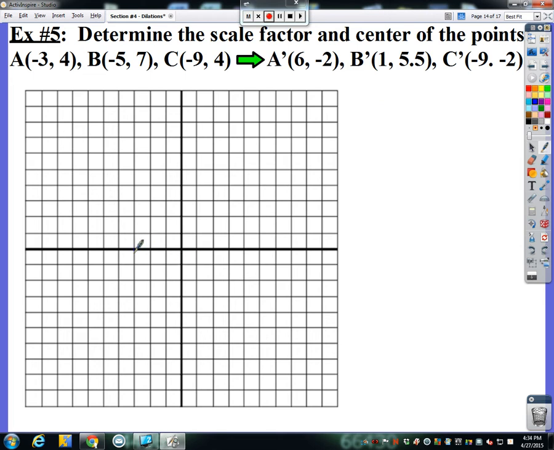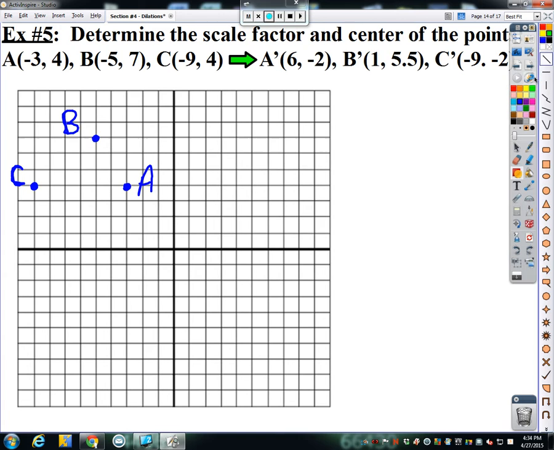So A is at -3, 4. So here's A. B is at -5, 7. 5, 6, 7. There's B. And C is at -9, let's see, that was 5, 6, 7, 8. -9, 4. So there's C. Let me move this guy over, put A right there instead. So here's triangle ABC.